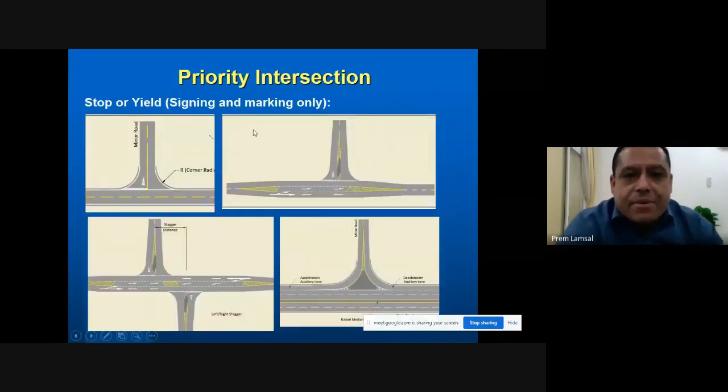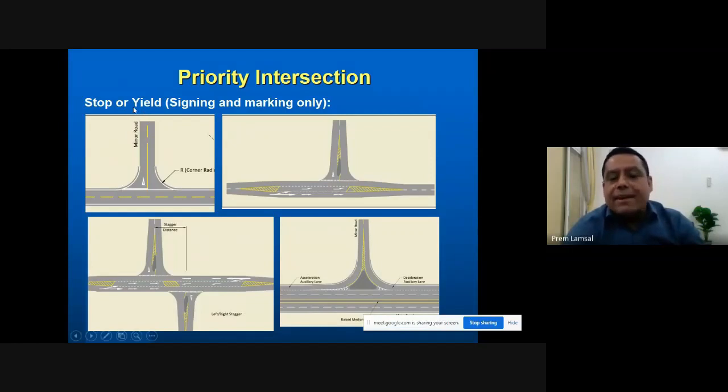These are the various types of priority intersections. They are normally controlled by stop and yield conditions, and by signing and marking only. You can see the various types of priority intersections. The first one is the normal stop condition intersection. In the second here, I believe you can see my mouse.